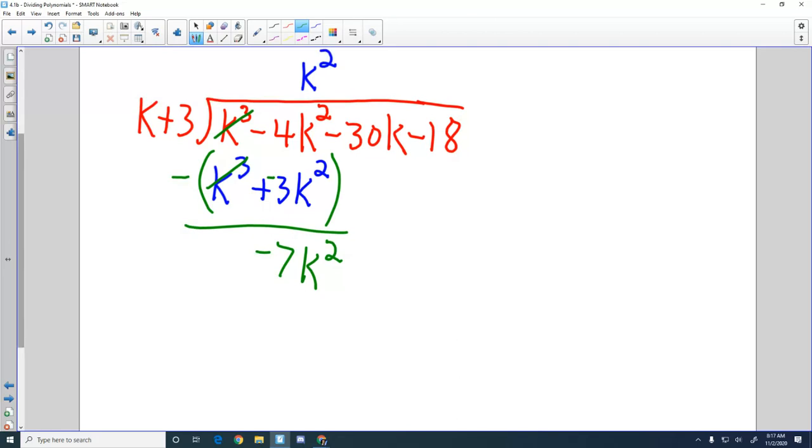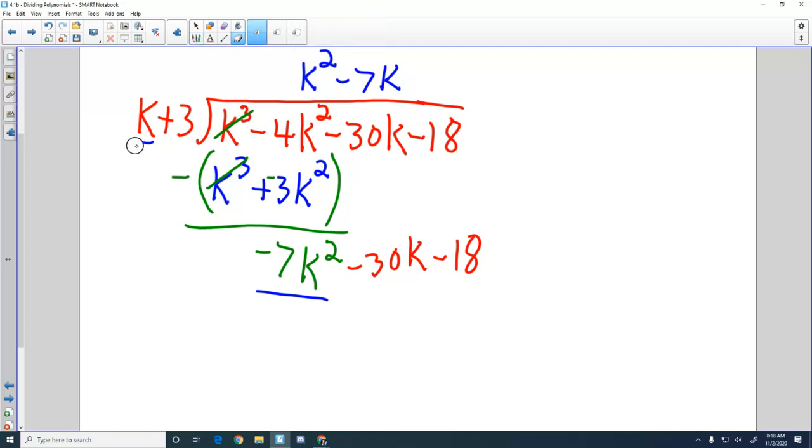Now just drop down everything else to the right. So the minus 30k and the minus 18, they just come along for the ride. And we repeat that process. But now I'm comparing a k to a negative 7k squared. What do I need to multiply k by to make it into negative 7k squared? Well, first off, it needs the coefficient, right? It needs a negative 7 out in front. And then to make a k into a k squared, it just needs to be multiplied by one more k. So up top, above the division bar, we're going to have a negative 7k.